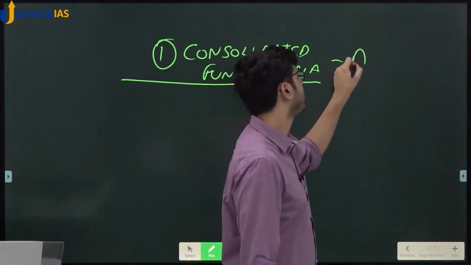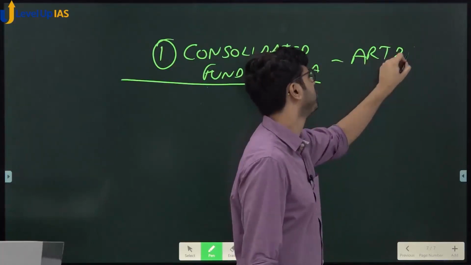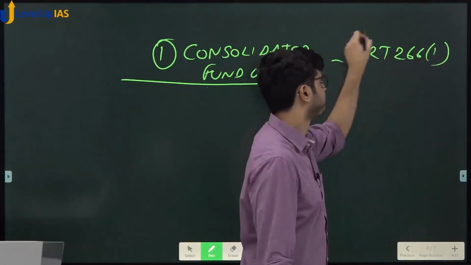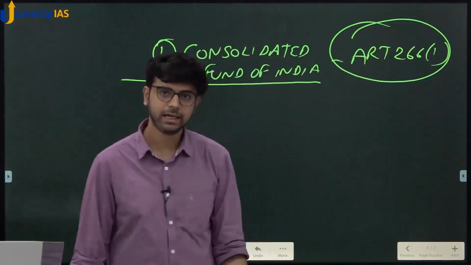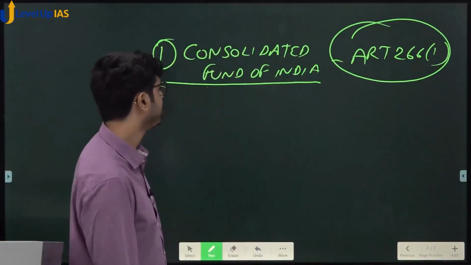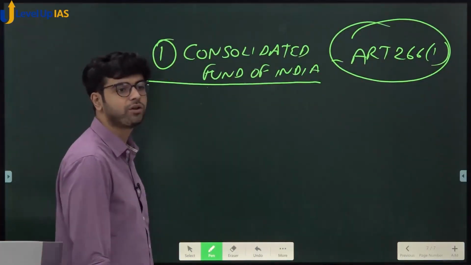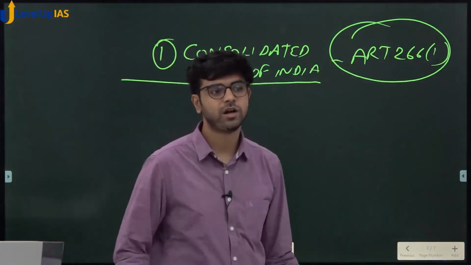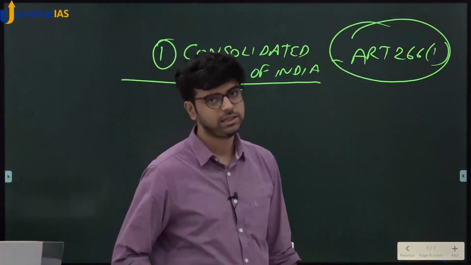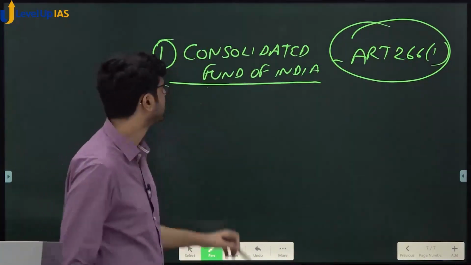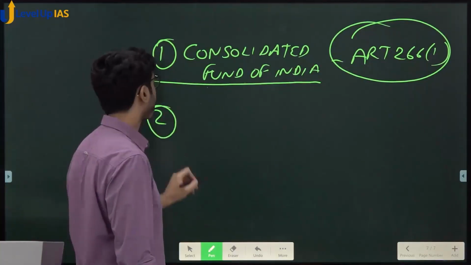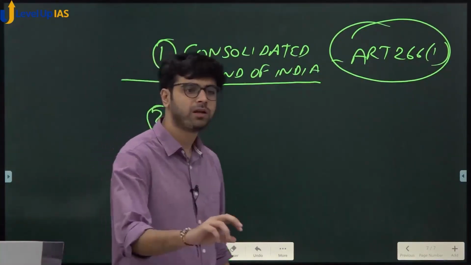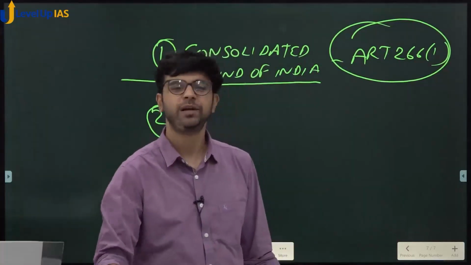This is there under Article 266. No need to know now because it will be covered under polity. Okay? Done. Article 266 mentions. So who do you think is the final authorizing power in Consolidated Fund of India? It is the legislature. It is not the executive, it is the legislature. Coming to second.